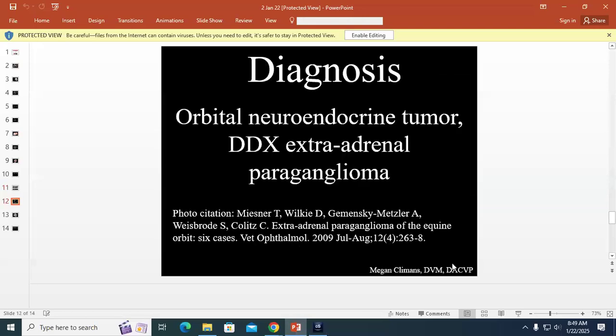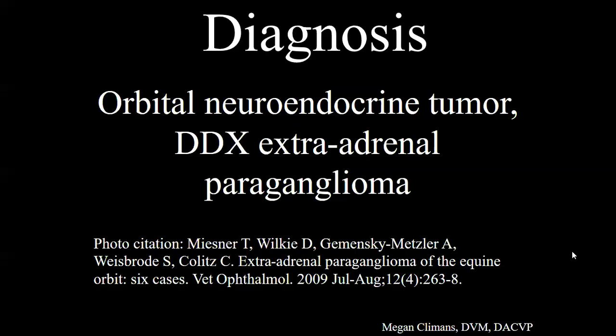Can anyone in the audience think of another equine orbital lesion that leads to a lot of bleeding during surgery? Good point. Possibly even more bleeding than they would expect with this. Also in mind.